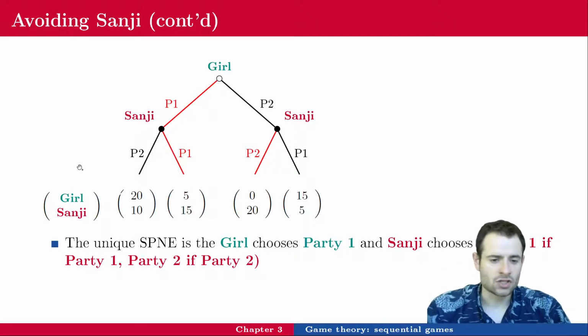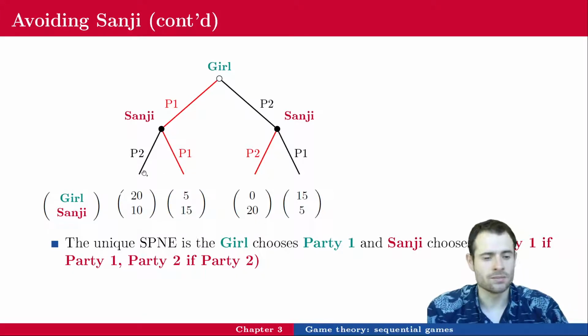In this subgame, this is the history where the girl went to party 1. Again, Sanji wants to meet her, so he's going to go to party 1 as well. His payoff will be 15, as opposed to 10 if he goes to party 2 and misses her.